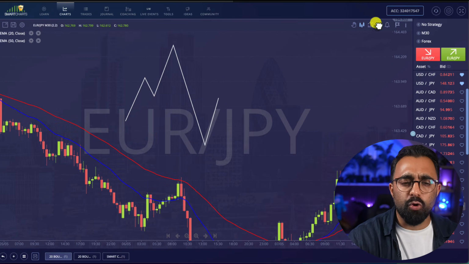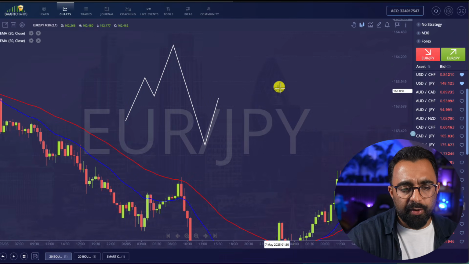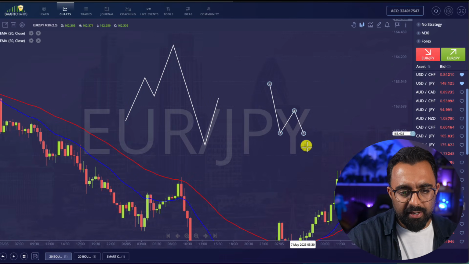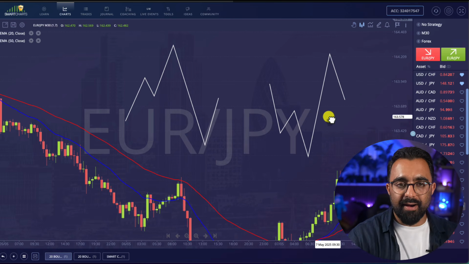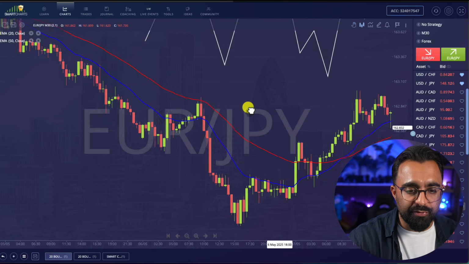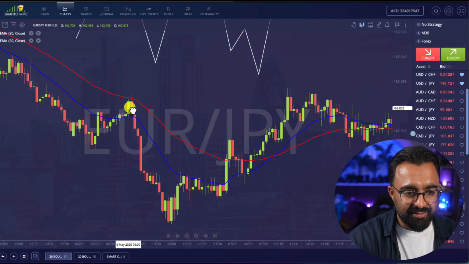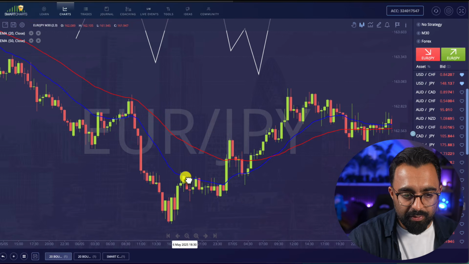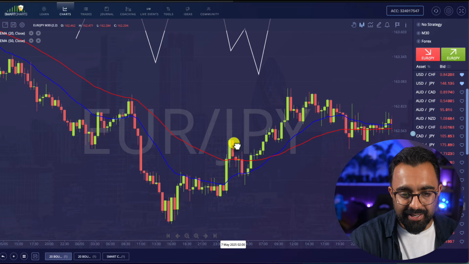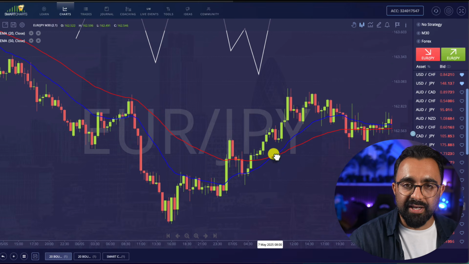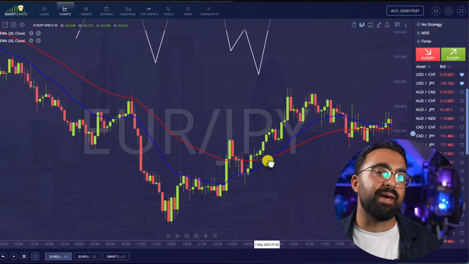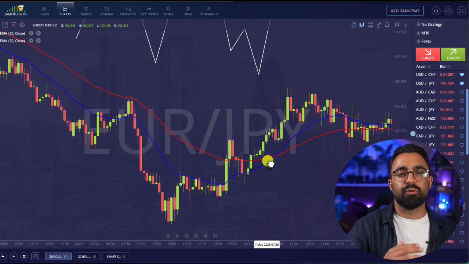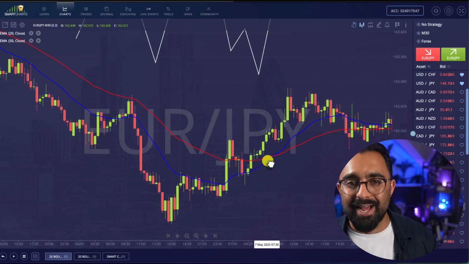I'll be talking more about this in another video. But if we're going down, it's lower low, lower high, lower low, then higher high, higher low. You will see these patterns behind the crossover of the moving averages. As you can see here, lower low, lower high, higher low, higher high, higher low, and then the moving averages cross. So the moving averages are essentially a confirmation that a reversal has broken to the upside or the downside.